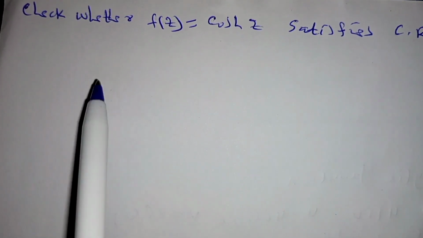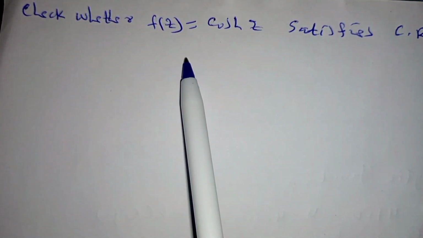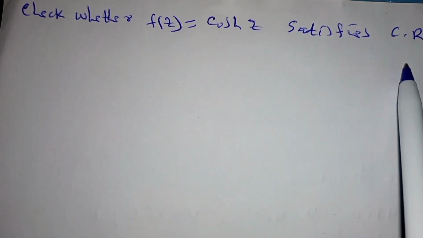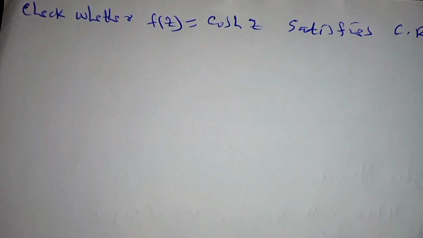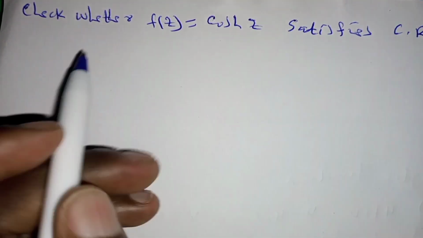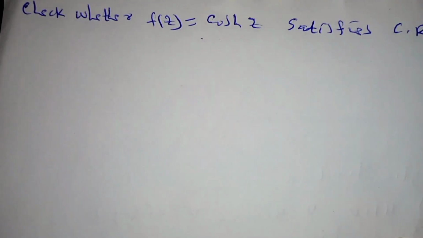Here you are going to check whether this function, which is a hyperbolic cos of z, satisfies the Cauchy-Riemann equation. Now, to do that, you require a number of prerequisite knowledge. One of them is how to expand the hyperbolic of trigonometric function.